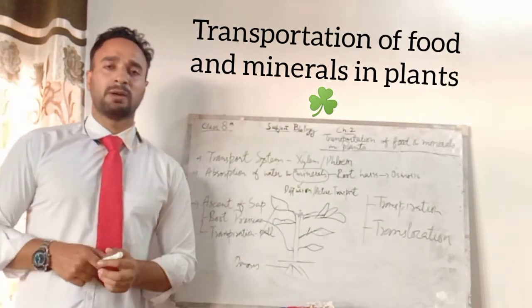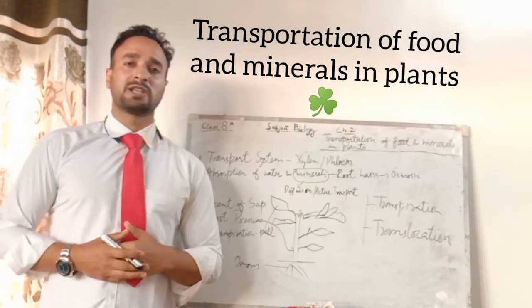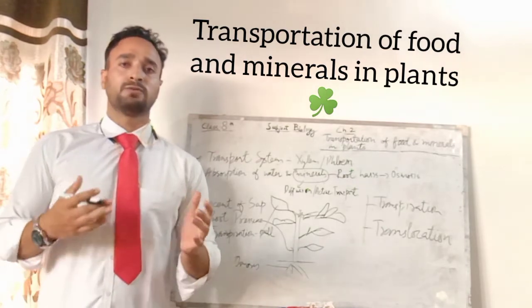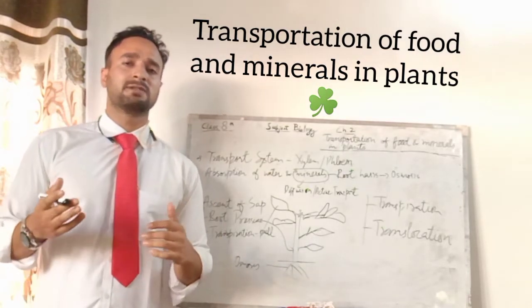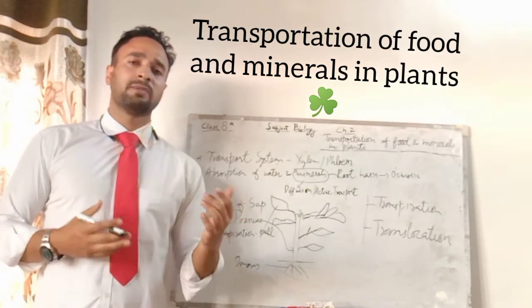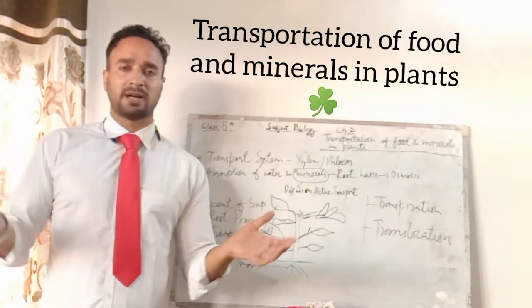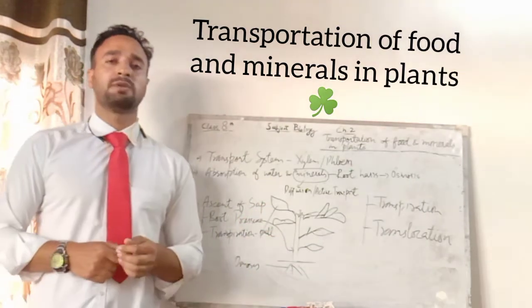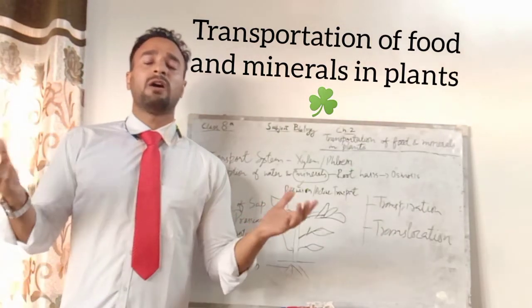And what does the phloem do? Phloem does the transportation of the food that is being synthesized in the leaves or in the above ground parts of the plant. Okay, and this phloem transports the food to the different parts of the plant, and the movement of the phloem is in all directions.